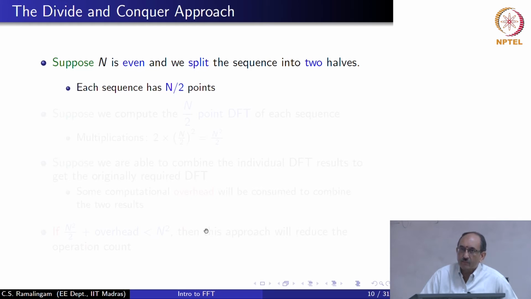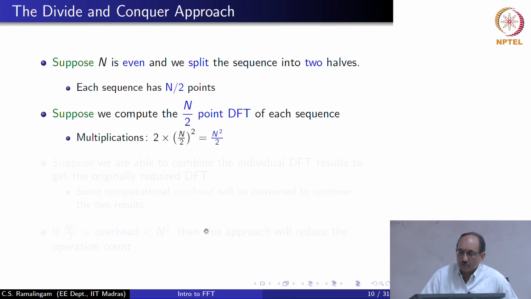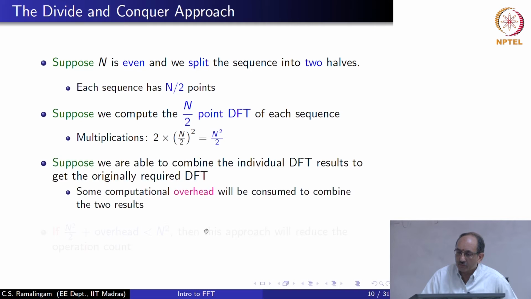Suppose n is even and we split the sequence into two halves. Each sequence has n by 2 points, and suppose we compute the n by 2 point DFT of each sequence. If the length is n, the computational burden is n squared. If the length is n by 2, the computational burden will be n by 2 whole squared, but now you have two such sequences. So, it is n square by 2 number of multiplications.